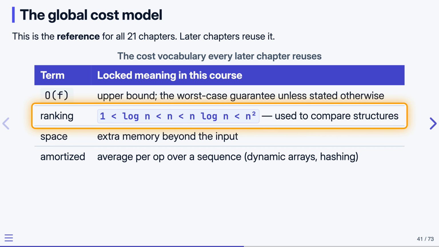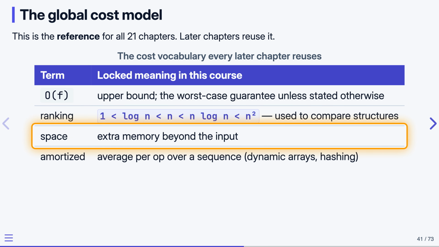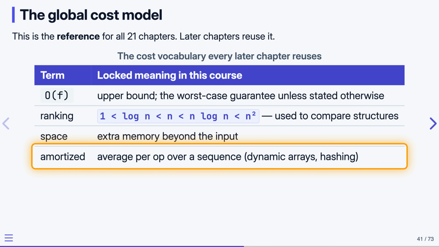This is the ranking we use to compare structures. From cheapest to most costly: 1, then log n, then n log n, then n squared. Space means extra memory, beyond the input itself. Amortized means the average cost per operation, taken across a whole sequence of calls. Dynamic arrays and hash tables use it. Next slide, a quick check.